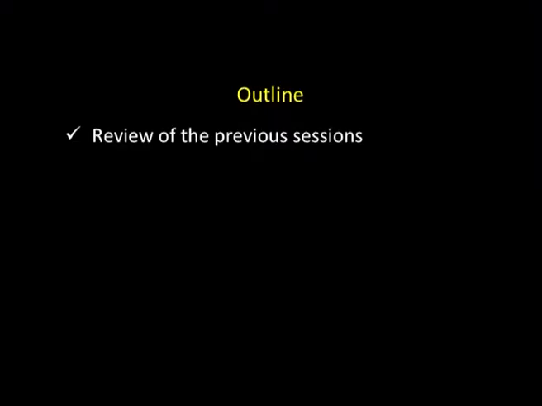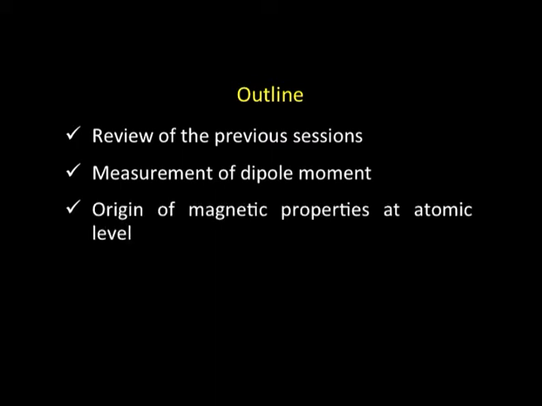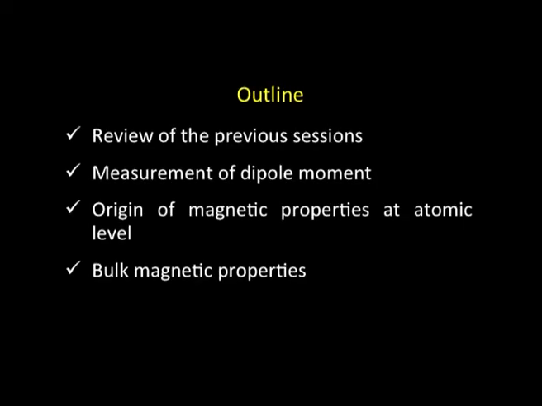The session is planned as follows. To begin with, we will briefly review the contents of previous sessions, and thereafter we will talk about the measurement of dipole moment. Having done that, we will move on to the origin of magnetic properties of matter at atomic level. And thereafter, we will move on to the bulk magnetic properties, that is, what kind of magnetic properties we observe for bulk matter. In this context, we will talk about different kinds of magnetic behavior, paramagnetism, diamagnetism and things like that. And towards the end, we will try to sum up what we do in today's session.